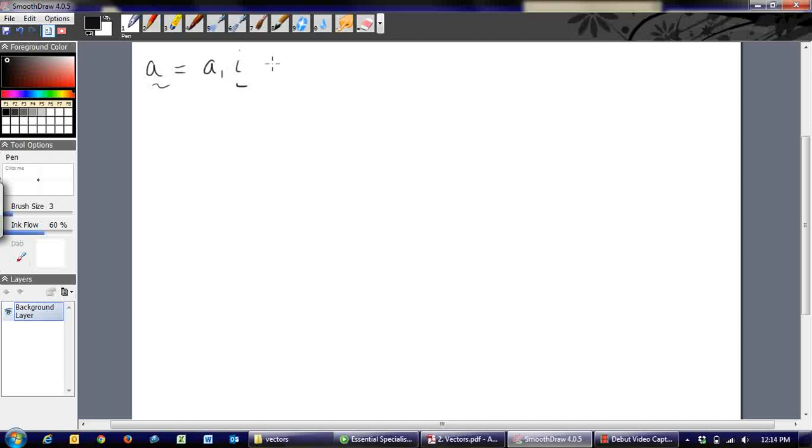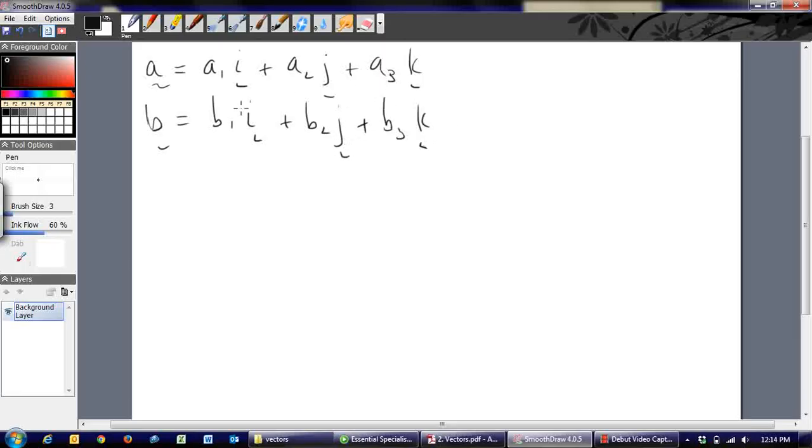So if we write A as A1 i plus A2 j plus A3 k, so A1, A2 and A3 are just the horizontal, vertical and orthogonal components of these. And similarly, if I've got B equal to B1 i plus B2 j plus B3 k, if I've got two vectors A and B like that, that means that the dot product of A and B is a much simpler way of working out. You just multiply all the pieces together.